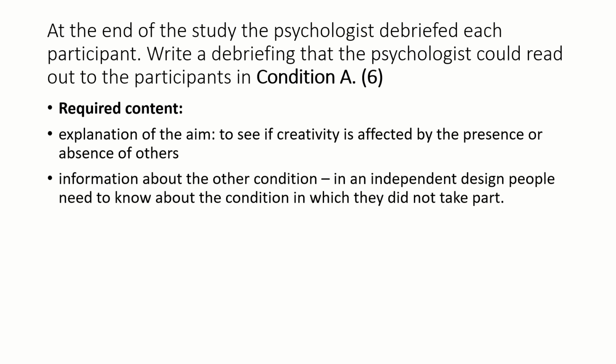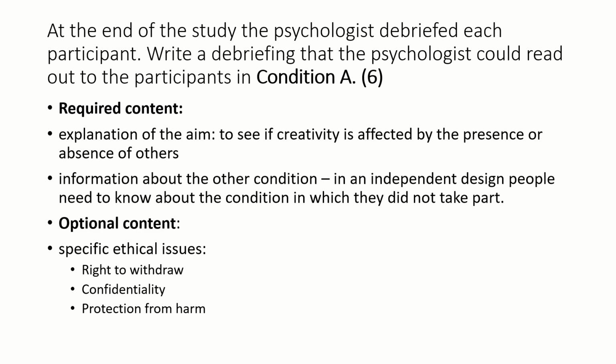And the second thing you must include is information about the other condition. So in the independent groups, people need to know about the condition in which they did not take part. So condition A, the participants were on their own. So they do not know about condition B, where people were asked to do this task in a group. So you must explain that. Okay, that's why the condition A is bolded. Okay, so that when anything's bolded in the question, it's so important. It's really, really important.